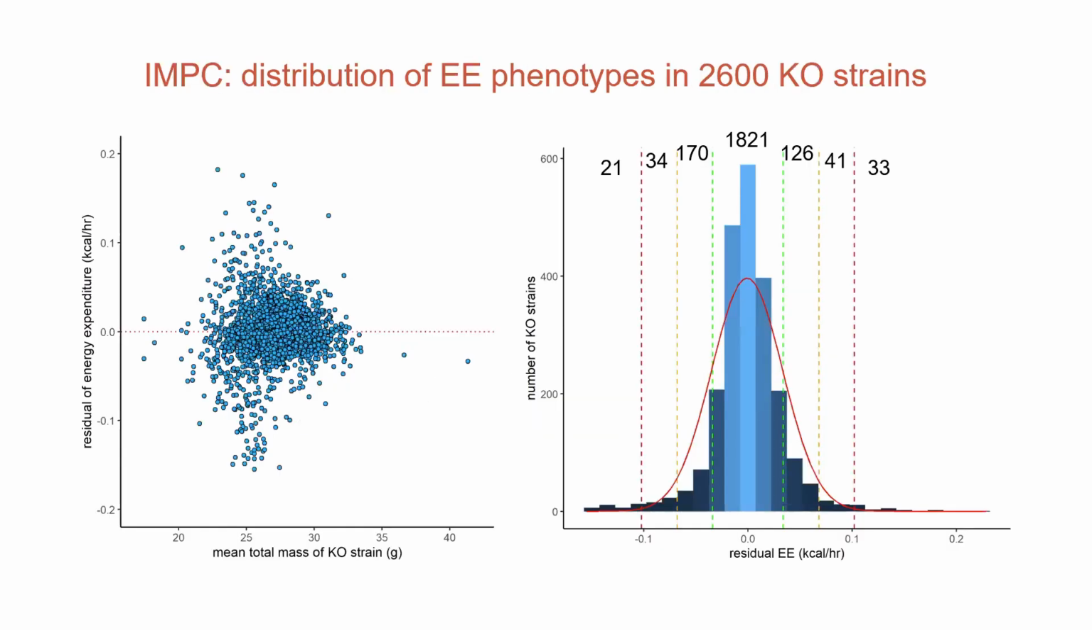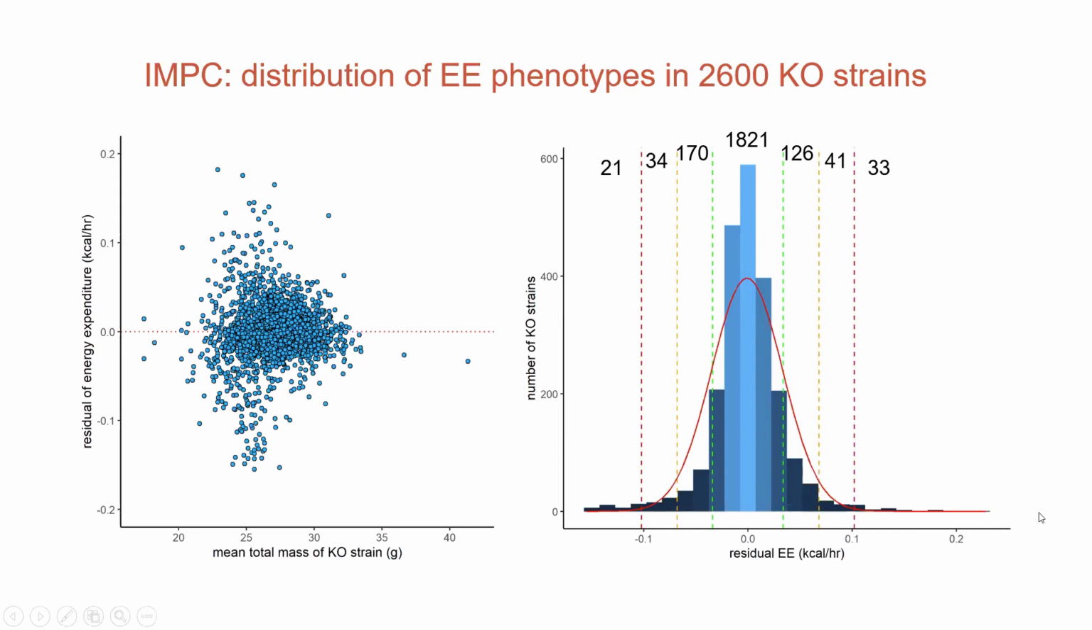We further went on to do an analysis of more than 2,600 knockout strains. I apologize, my neighbor is outside cutting his yard. We did analysis of more than 2,600 knockout strains for the International Knockout Mouse Phenotype Project.